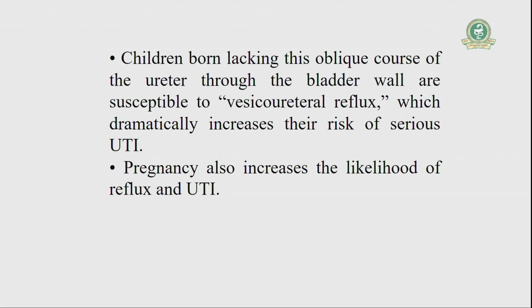Children born lacking this oblique course of the ureter through the bladder wall are susceptible to vesico-ureteral reflux, which dramatically increases their risk of serious ureteritis. Pregnancy also increases the likelihood of reflux and UTI.